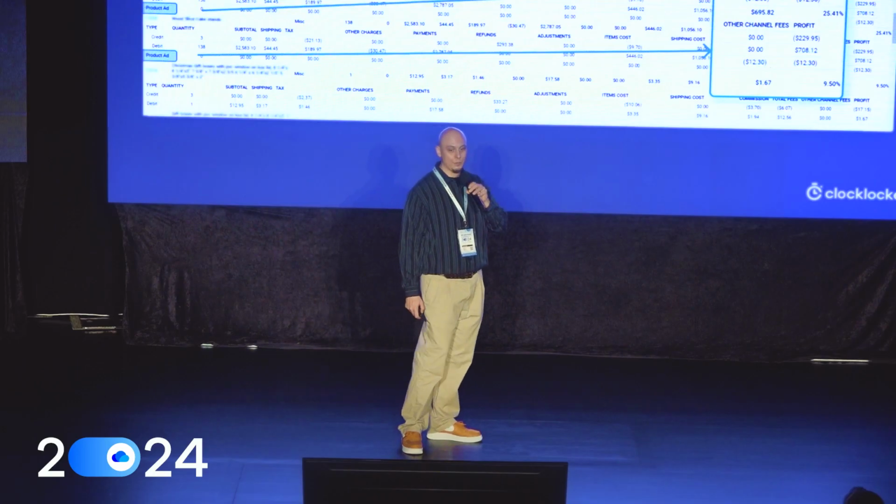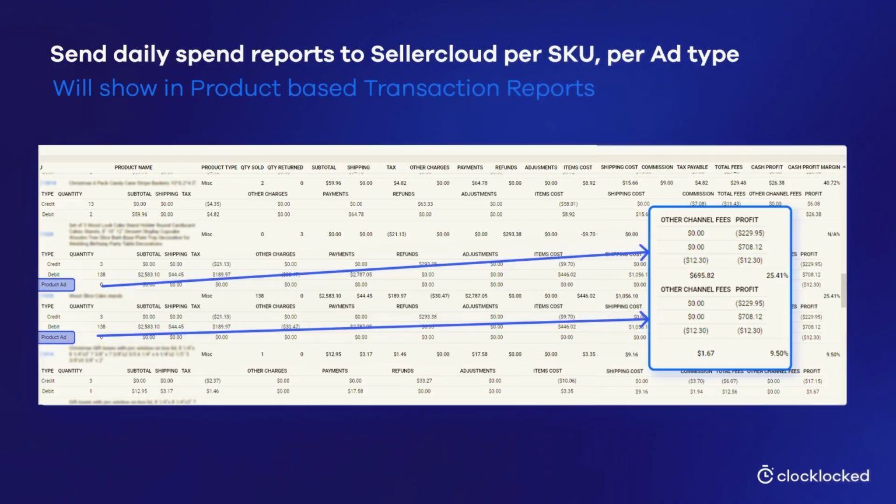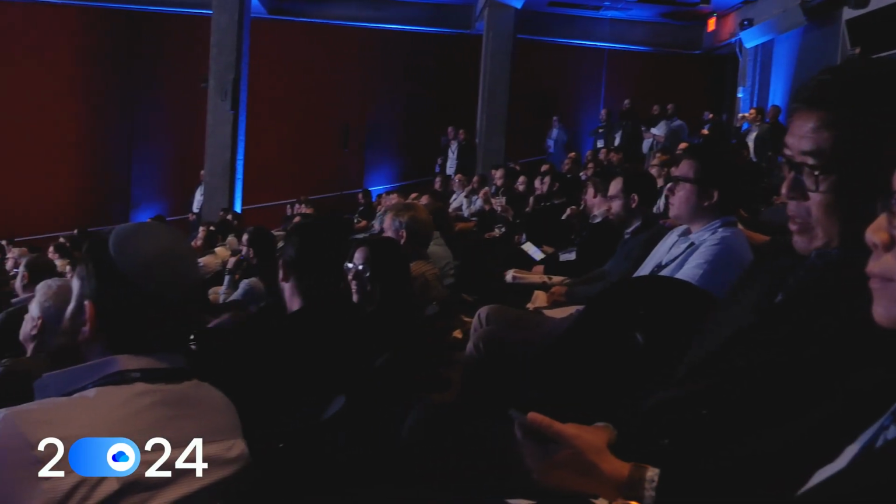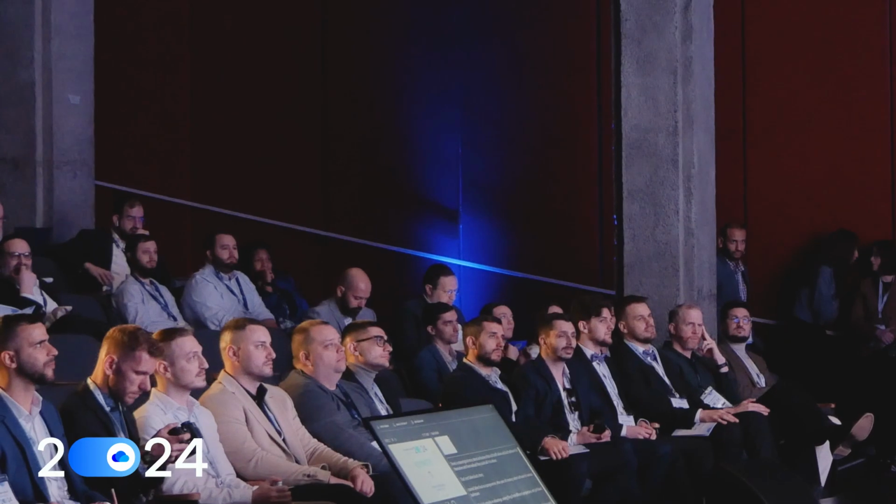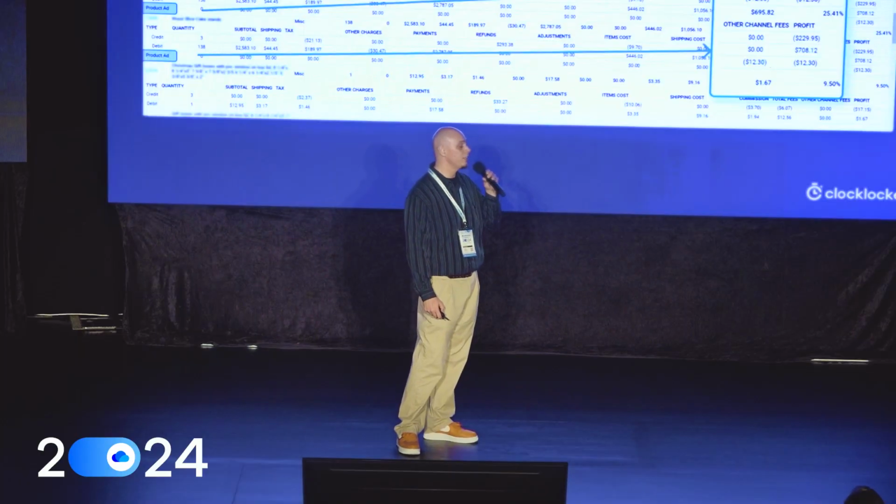Now, as for sending daily reports to Sellercloud per SKU, per ad type, we are downloading those daily reports right from Amazon, and we're able to apply them into the profit and loss report. So if you do have this set up, you're going to be able to get the ad spend, and it's going to show up under your other channel fees over here inside of Sellercloud. This way you can calculate that ad spend on a SKU level for profitability.